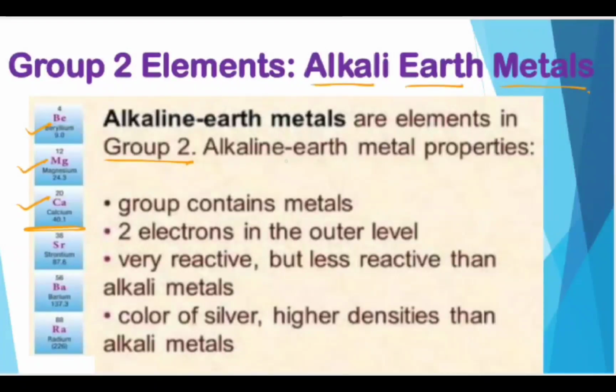Alkaline earth metal properties. The group contains metals. Why are they called metals? Because they are willing to donate, to give away. How many? 2 electrons. So 2 electrons, group 2. Then, very reactive, but less reactive as compared to alkali metals. They are still very reactive, but less reactive than alkali metals.